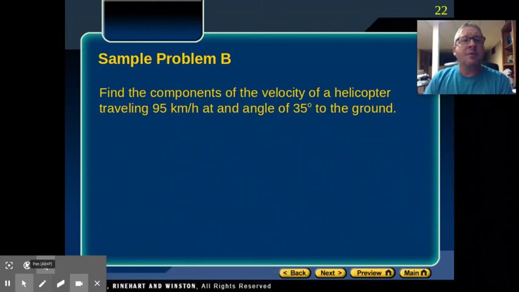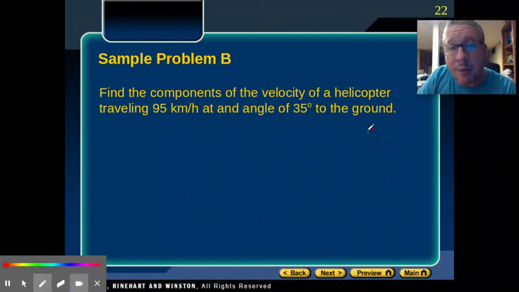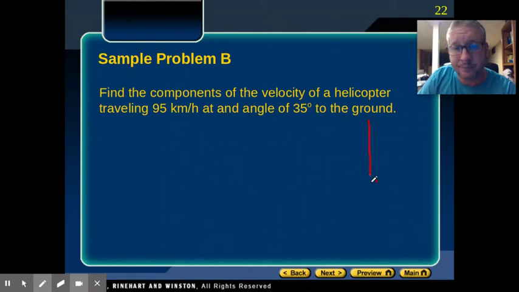I'm going to just move my picture there, so I have a little more room. We are to find the components of the velocity of a helicopter traveling at 95 kilometers per hour at an angle of 35 degrees to the ground. The first thing I want to do is set up a grid system. My computer is just bothering me all get out here. We'll start from the origin.